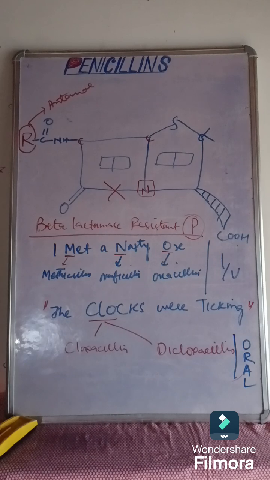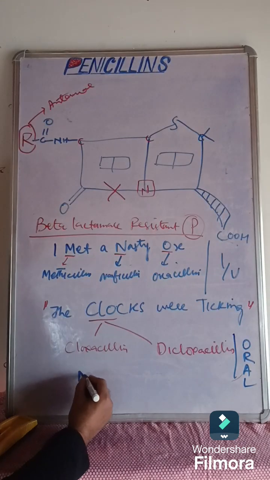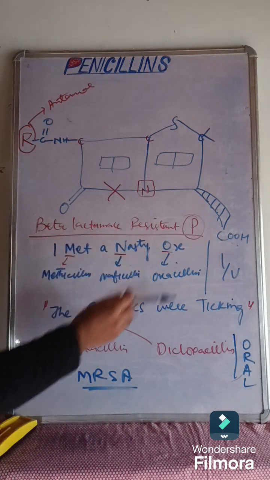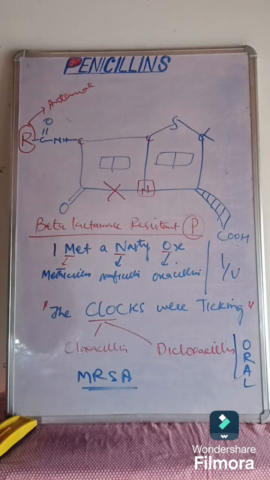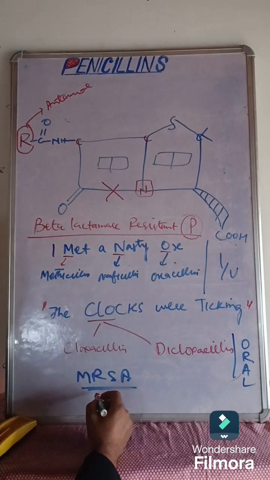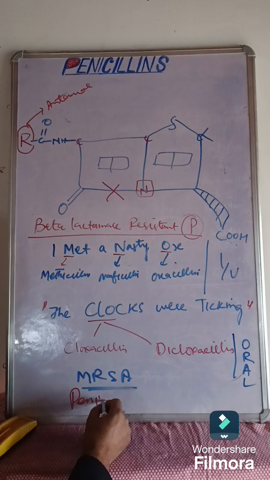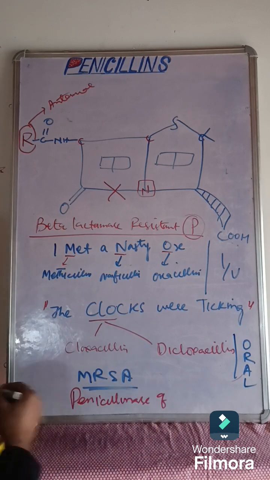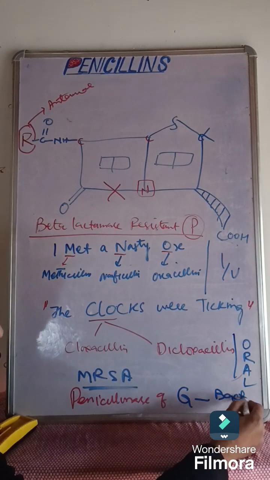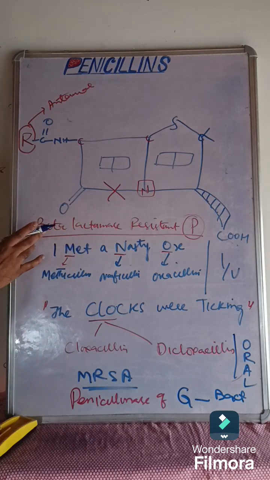These penicillinase resistant penicillins are the drugs of choice for penicillinase producing staphylococci, except MRSA. When MRSA is eliminated from the medium, these beta lactamase resistant penicillins are the drugs of choice for penicillinase producing staphylococcus. But remember one thing, they all are destroyed by the penicillinases of gram-negative bacteria, which destroy the beta-lactam ring of these beta-lactamase resistant penicillins.